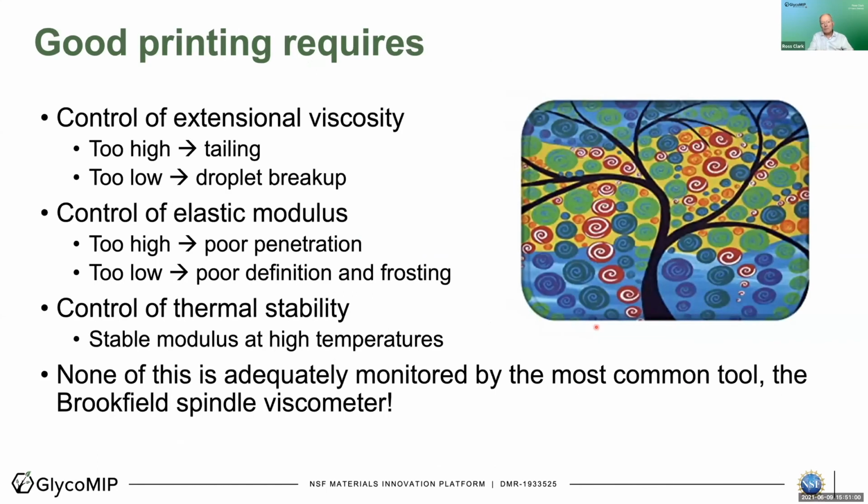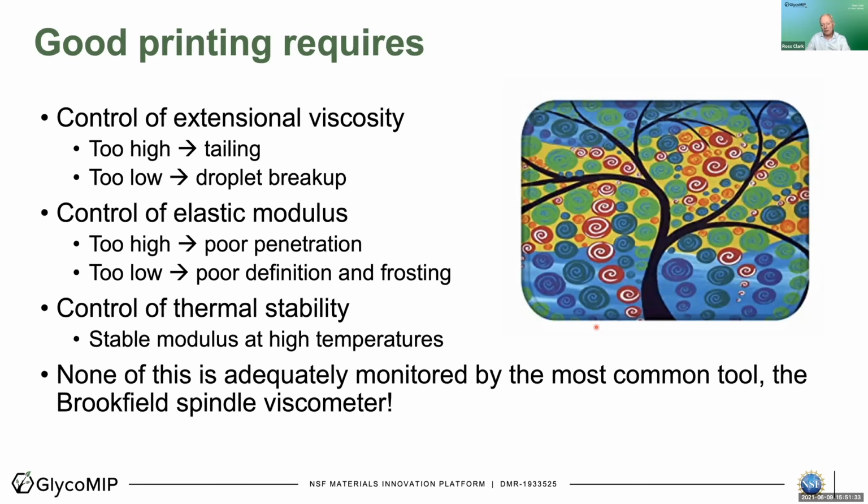So if we're going to do good printing, and the little picture that you see is one example of things you can order up online now. You send them a JPEG or other photograph, and they send you back a carpet or piece of fabric printed with whatever your design is. If we're going to get good inkjet printing, we need to control the extensional viscosity, not too high. If it's too low, the droplets break up. We need to control the elastic modulus. Too high and we don't get good definition, or don't get good penetration.